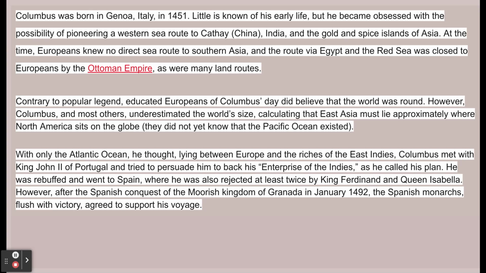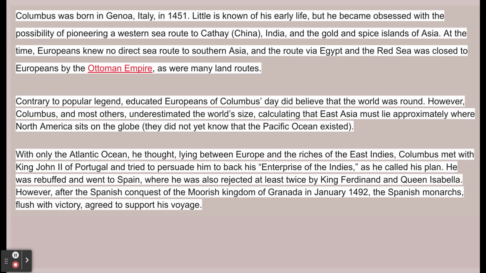Columbus met with King John II of Portugal and tried to persuade him to back his enterprise of the Indies, as he called his plan. He was rebuffed. They thought it was a bad idea. And so Columbus went to Spain, where he was also rejected at least twice by King Ferdinand and Queen Isabella.